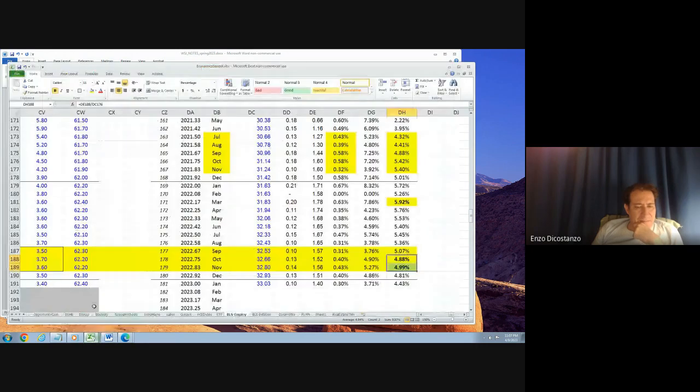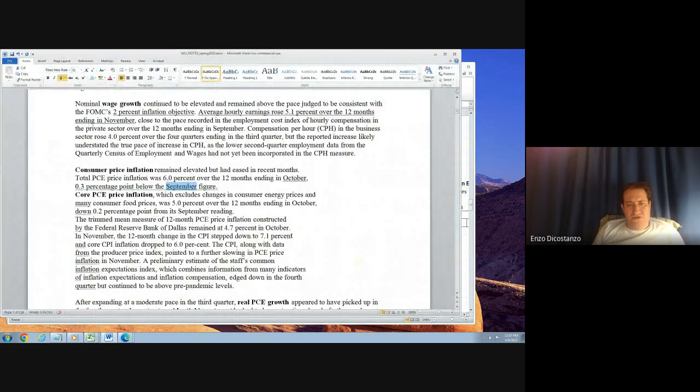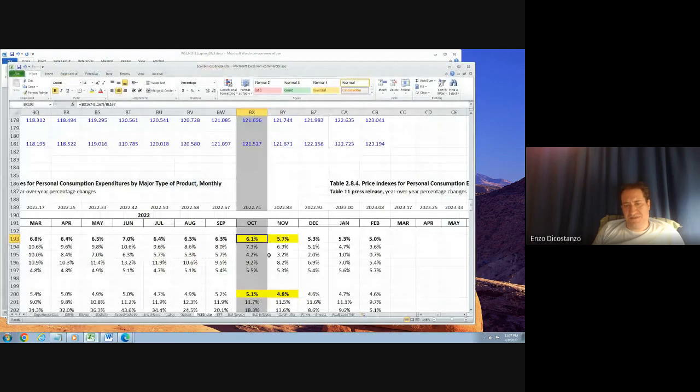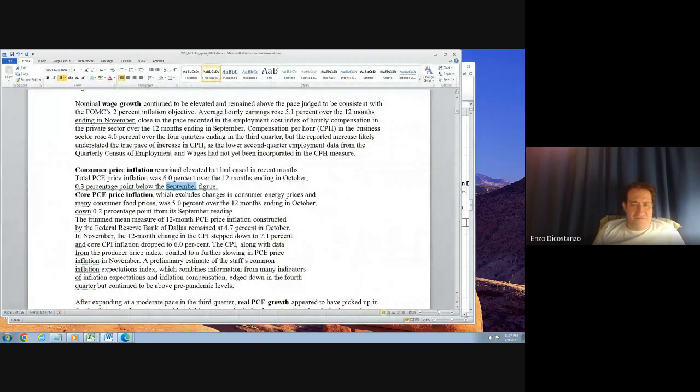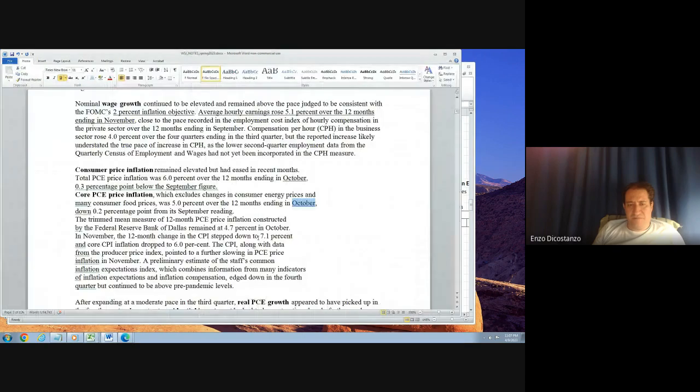Okay, that would be this. What are we talking about? October, yeah, 6%. There's your 6%. And you had a 5. So eliminating energy and food prices, you had a 5% change ending in October. Whoops, I'm sorry, I can't spit that word out. Ending in October, right? And then down 0.2 from the September reading. I don't know if it's 0.2, but it's a tenth of a percent. The other one is about 0.2%. Now it's 0.3, but okay.